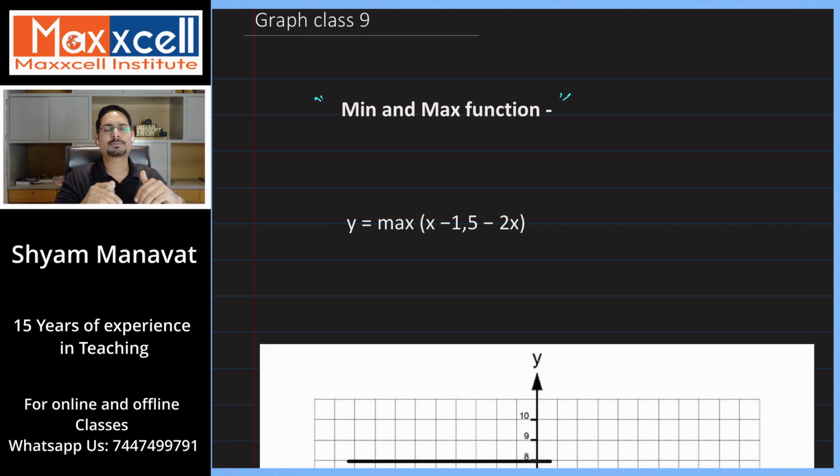If you're watching this for some other learning, maybe say your data science or data analytics, or understanding the graph for general purpose, then you may go in depth of that. But for entrance exam purpose, this much information is enough, including lecture number 9. So let's see what is min or max function.